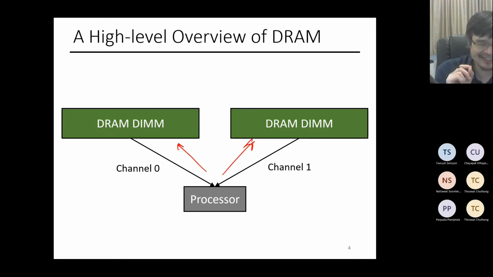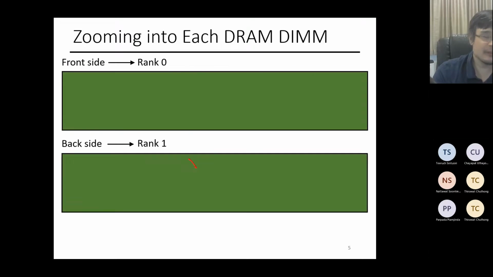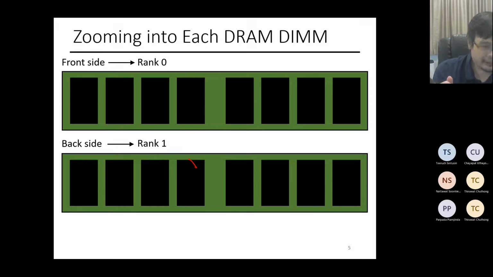What are the channels? The channel, again, is just a physical interface where you can send the address to DRAM. DRAM will give the data back to you given the address, right? So let's zoom in a little bit, right? When you buy DRAM, there's two sides of them. There's like a green board, and then there's a bunch of chips on it. There's a front side and there's a back side to that.